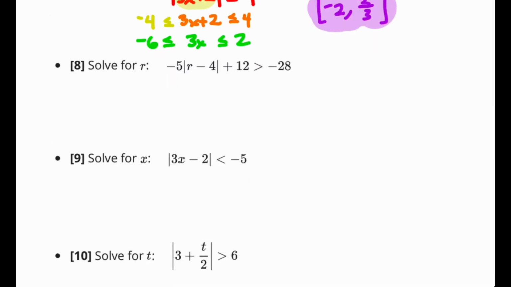All right, onward to number 8. Similar kind of thing. Again, pause it, try to work it out, and then hit play. I'm going to keep going though. First thing, isolating that absolute value, I'm going to subtract 12 on both sides.